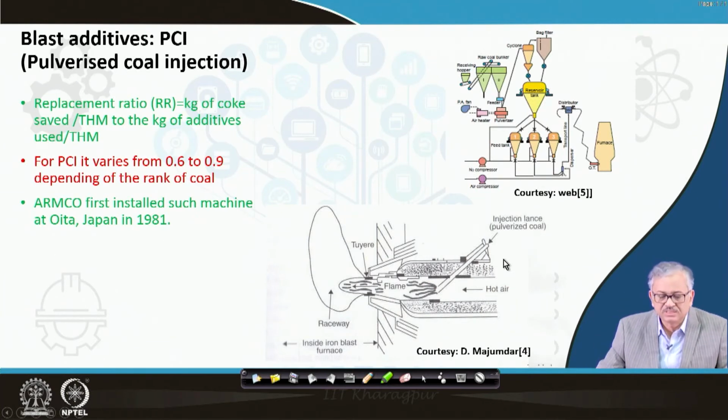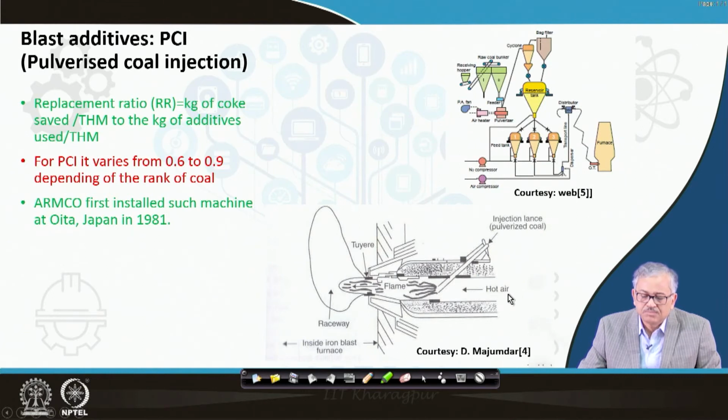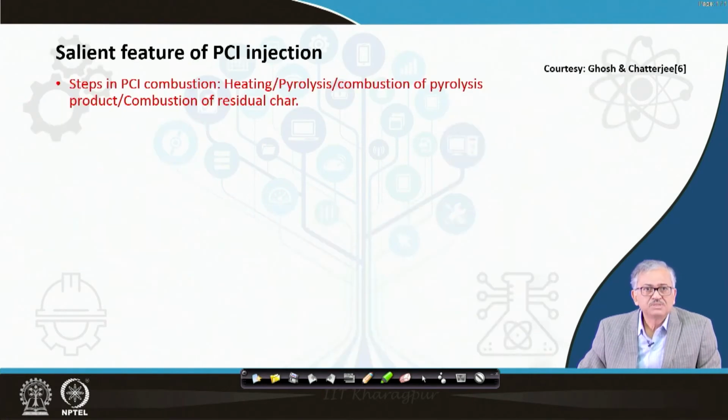Now, you can see the bigger form is given here. This is with the injection lance, it comes from the side and enters into the tuyere. You can see the preheated air blast is coming, and it is mixed up here, and here the pulverized PCI is charged, and then it is carried, it comes with the hot gas, it comes here, and then it burns here. Today most furnaces have achieved 200 kg PCI.